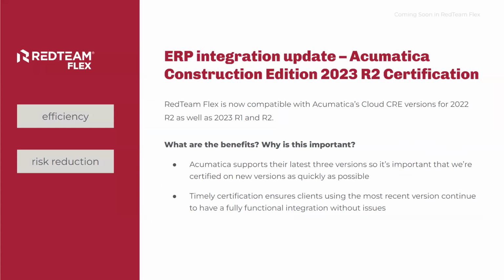All right. So our second ERP integration update is for those of you with Acumatica Construction Edition. We now have the 2023 R2 certification active. So why is this important? Acumatica will maintain and support the most recent 3 versions of their software. So we need to be sure that we're up to date with the versions that we support as well, to make sure that you don't have any hiccups with anything in the integration. So we just want to make sure that you have all the options.